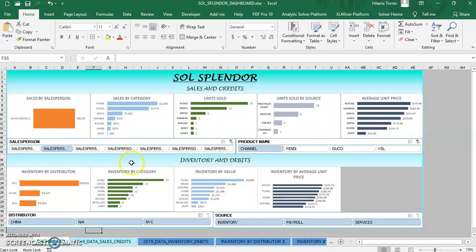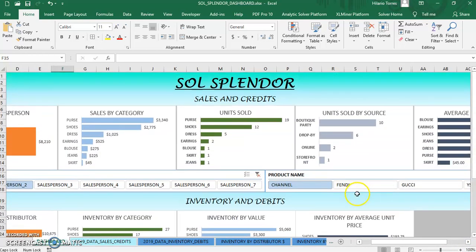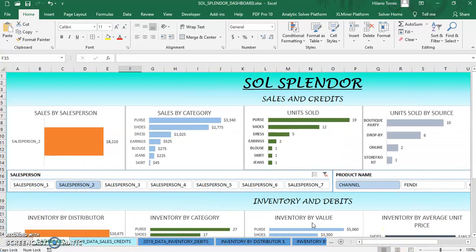See how everything updated? It's basically telling you that salesperson number 2, who will eventually have a name, let me enlarge this so we can see it better. Salesperson number 2 did $8,210 in sales, and from the Chanel product line they did $3,340 in purses, $2,775 in shoes, dresses, earrings, blouses, jeans, skirts, and so on and so forth. And then units, they sold 19 purses, 12 pairs of shoes, 5 dresses, 2 pairs of earrings, a blouse, a skirt, and a pair of jeans. And these are all from the Chanel line still.